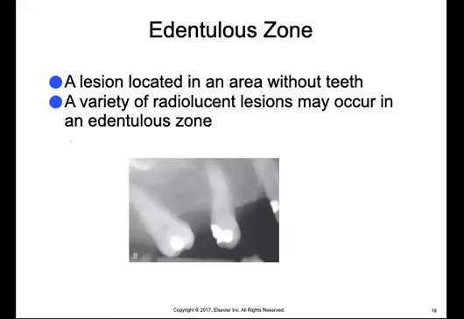Next, we have an edentulous zone, and this refers to an area without teeth. Edentulous means without teeth, and a variety of radiolucent lesions may occur in an edentulous zone. So edentulous zones are just referring to these spaces where there are no teeth.